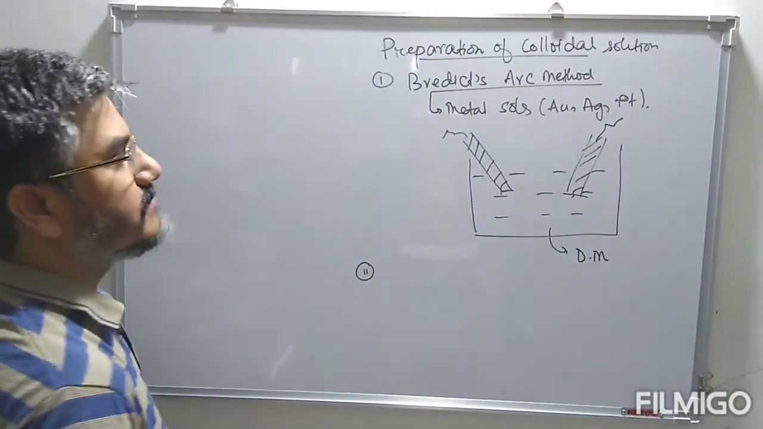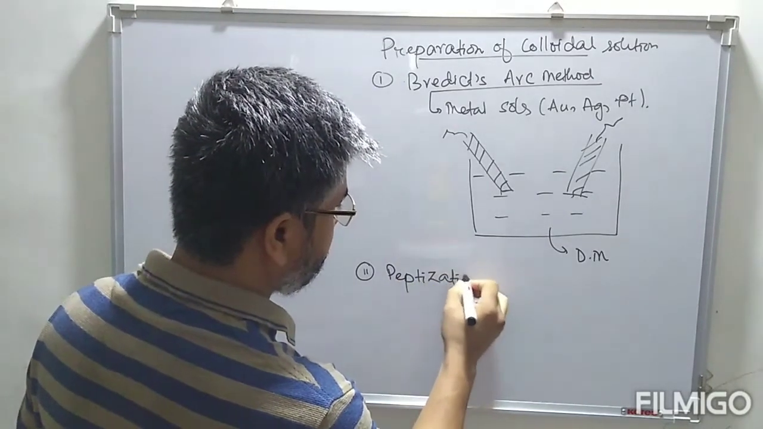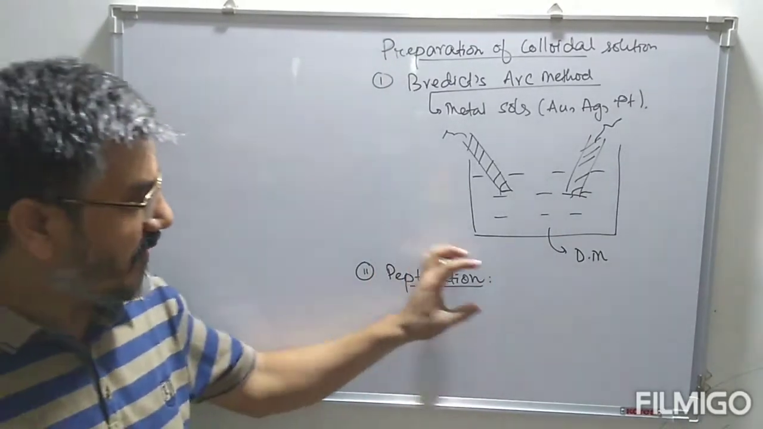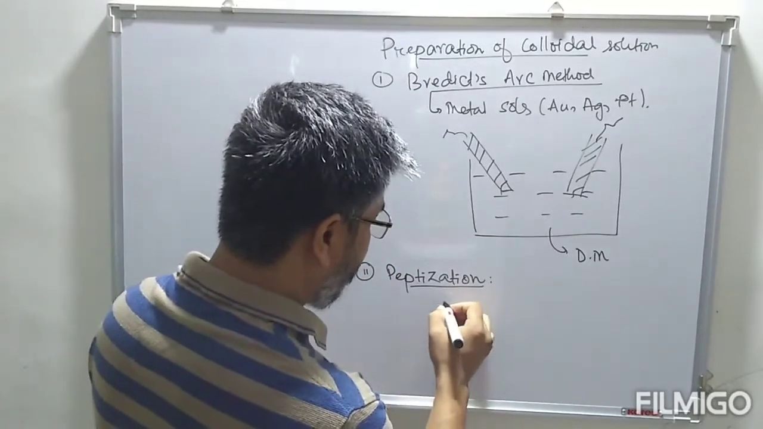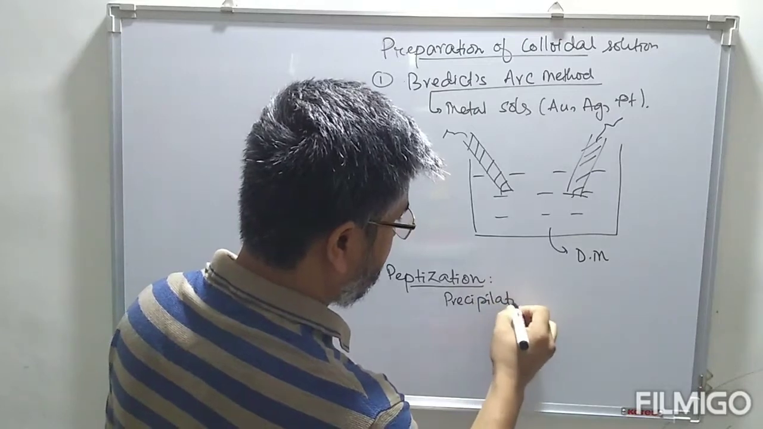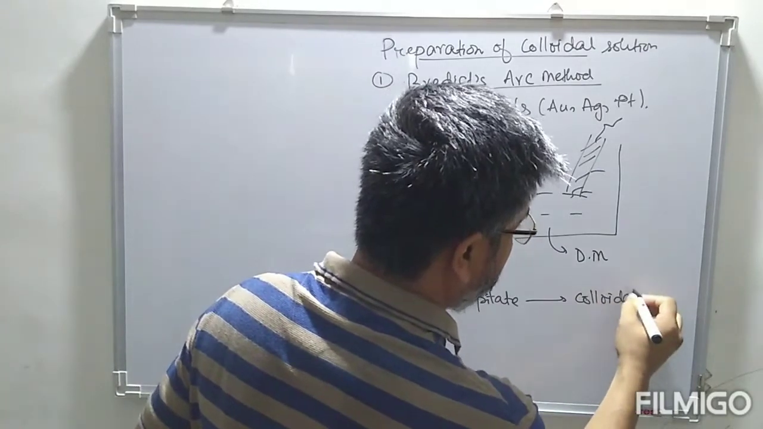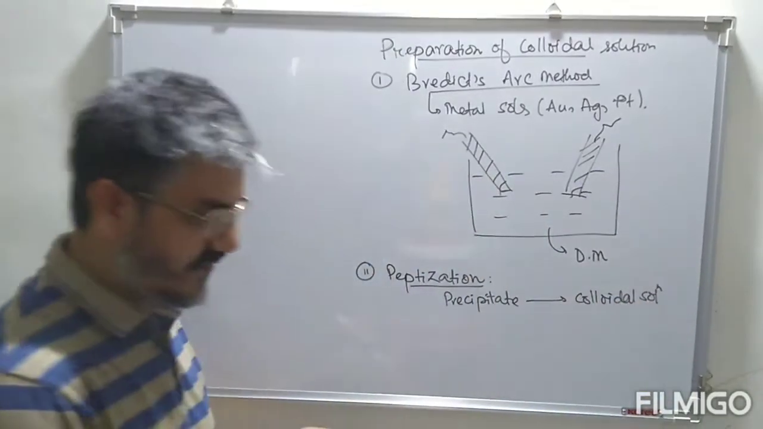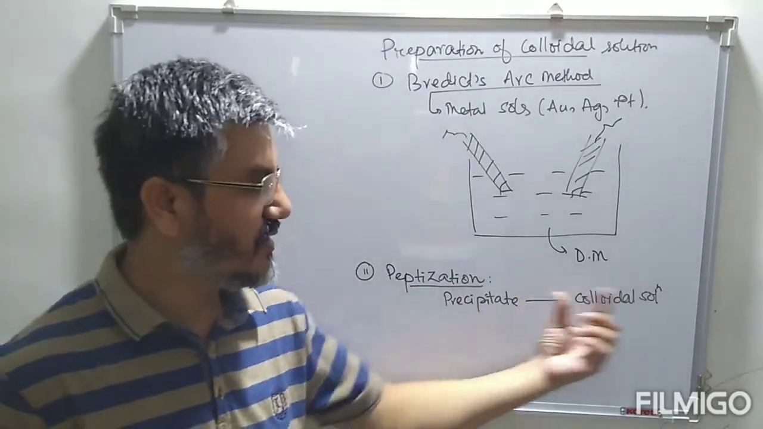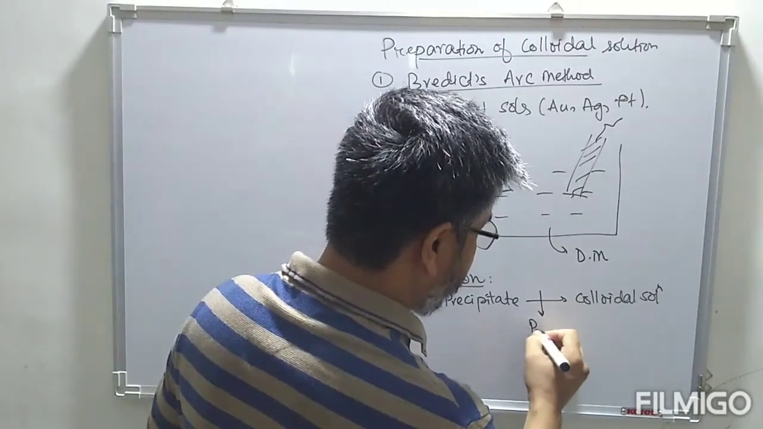The second method is peptization. Peptization means conversion of precipitate into colloidal solution. So we have a freshly prepared precipitate. This freshly prepared precipitate is to be converted into colloidal solution by use of an agent known as peptizing agent.